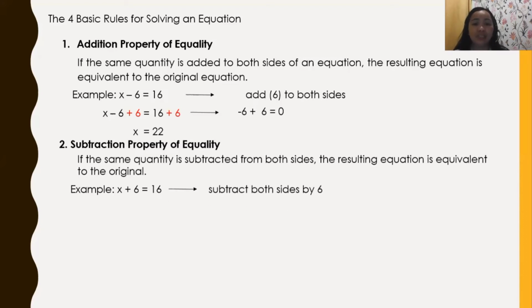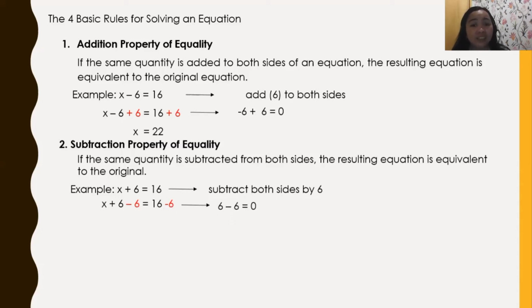Subtract both sides by 6. So, kung mapapansin nyo, kung ano yung numerical value or kung ano yung constant na nandoon sa may x, yun ang ating number na ginagamit. So, dahil may plus 6 dyan, we have to subtract 6 on both sides. We have x plus 6 minus 6 equals 16 minus 6.